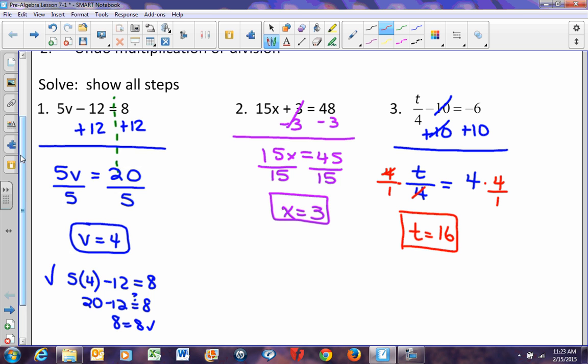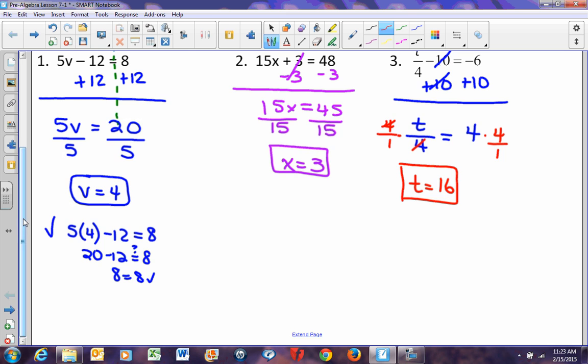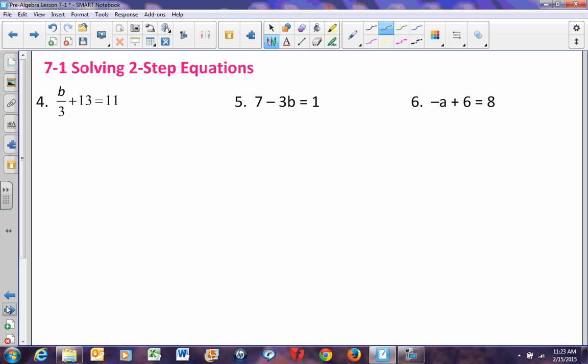Two-step equations are not complicated. Undo addition or subtraction first. Undo multiplication or division second. Let's solve a few more. Very important. The more we practice, the better we'll get. And we need to start paying attention to where those negative signs are and all those other things.